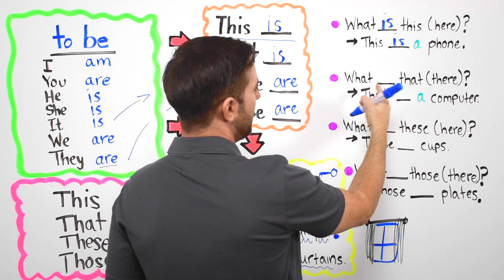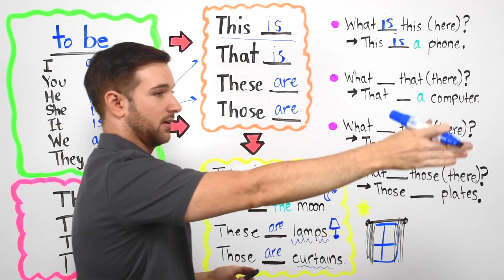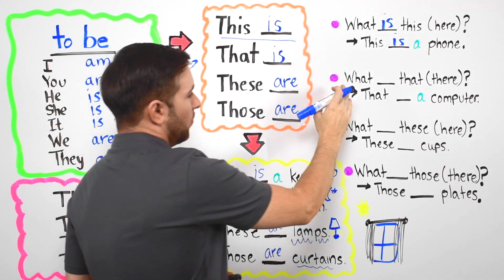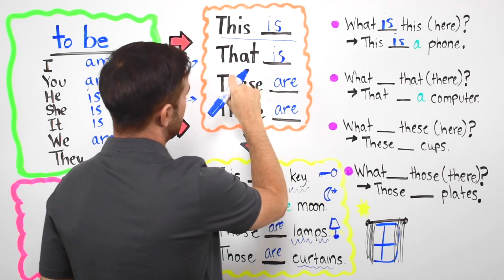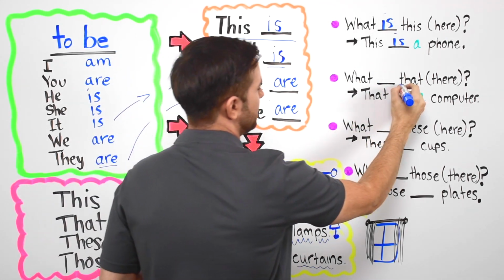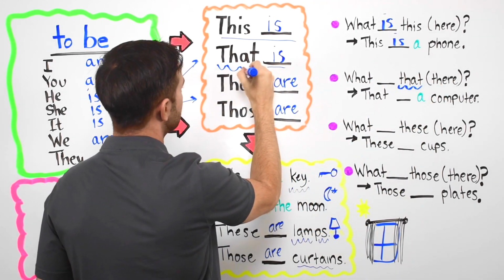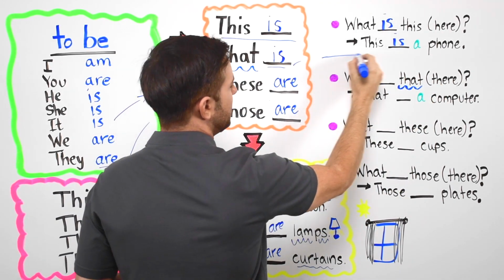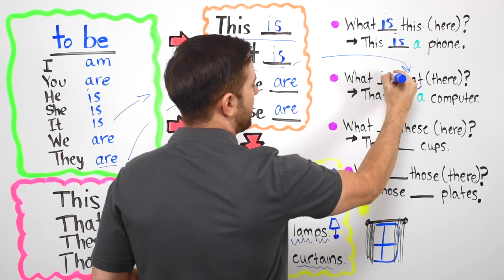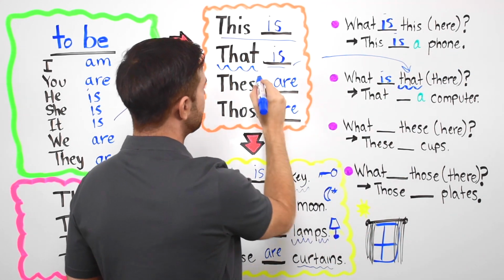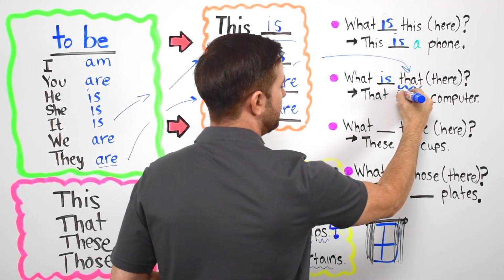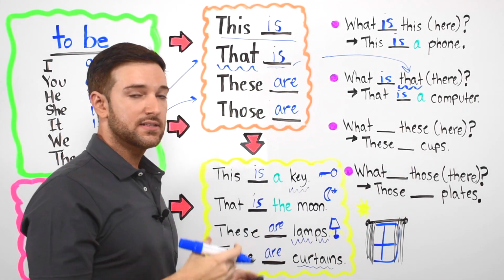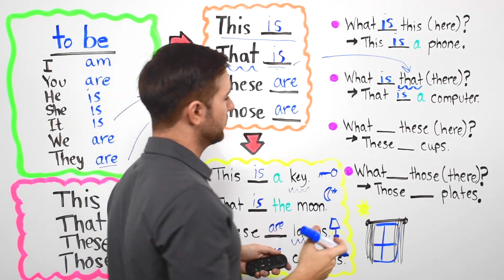Next we have what blank that there? What is that there? Okay, because you see we have that right here. So what is that there? That is a computer. That is a computer you use to type and do your homework.